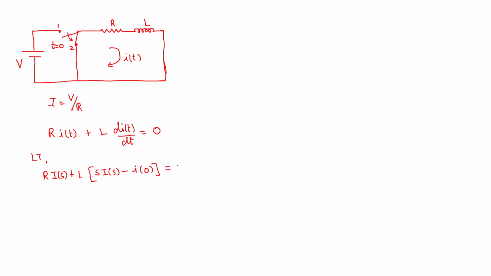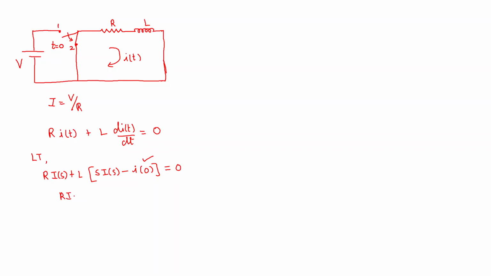is equal to 0. This i of 0 is nothing but the initial current that was flowing through the inductor at time t is equal to 0. When I lock the switch to position 2, before that activity, there was a steady state current capital I flowing through this particular inductor. So this i of 0 is nothing but the initial current through the inductor, which is V by R. Let me substitute that here.